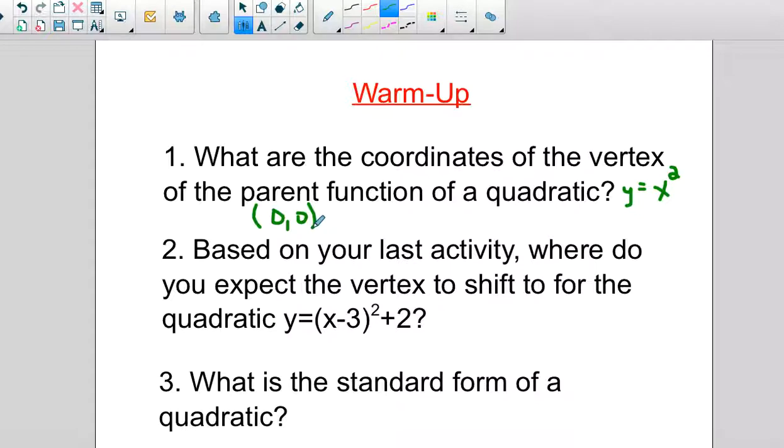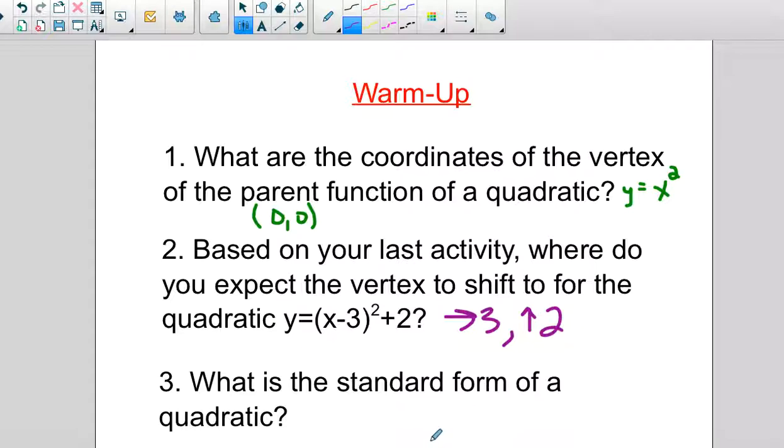Based on the activity that you did in the last class, where do you expect the vertex, and really the whole quadratic, to move with these changes? It's not just the vertex that moves, it's the whole quadratic. So where would you expect y equals x squared to move if it was y equals (x minus 3) squared plus 2? Hopefully you remember that from Unit 1. That would be a translation, right 3 and up 2.